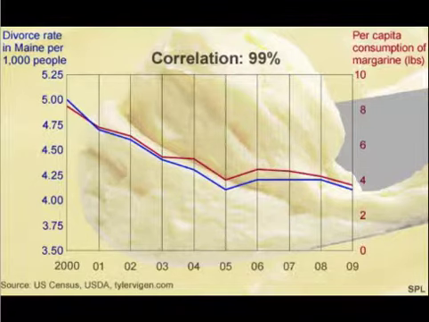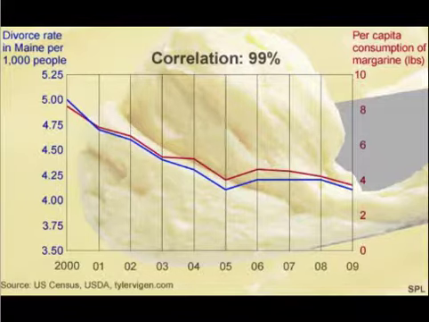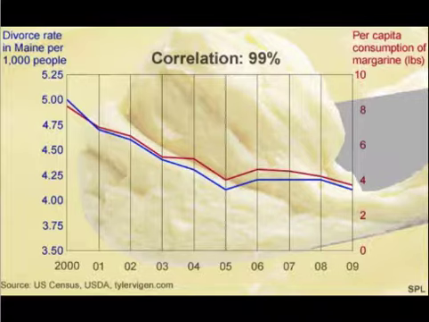Here we're seeing the divorce rate in Maine per 1,000 people plotted against the per capita consumption of margarine from the years 2000 to 2009. And you can see a pretty impressive correlation there. And there's hundreds of things like this, just crazy correlations.